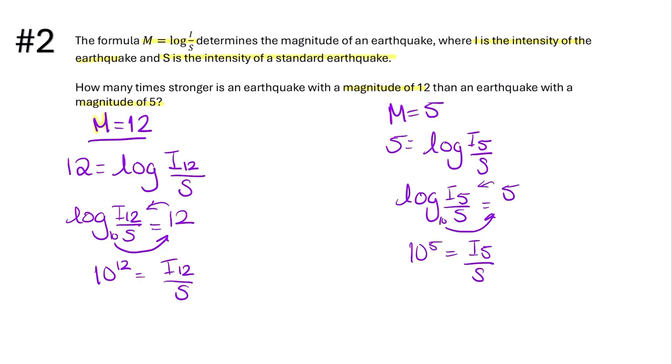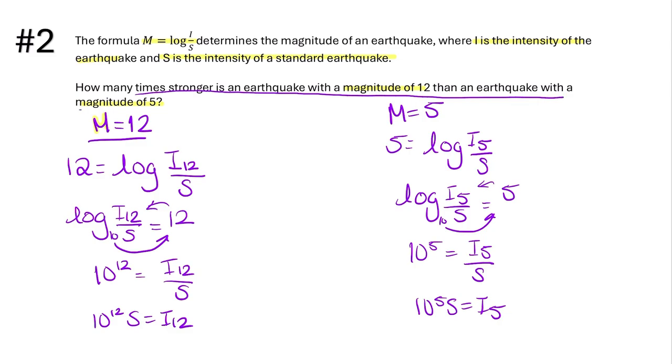So now I'm going to multiply both of these equations by S so that I just get 10 to the 12th S equals I12. And then here I have 10 to the 5th S equals I5. So now notice I have two expressions that tell me the intensity of these earthquakes, right? So what is it asking me? It's saying how many times stronger is an earthquake with magnitude of 12 than an earthquake with magnitude of 5? So stronger, it's asking me to compare the intensities, okay?